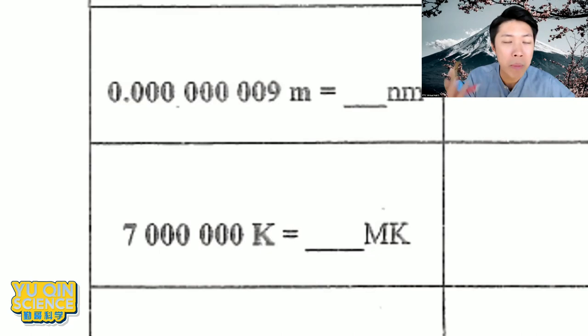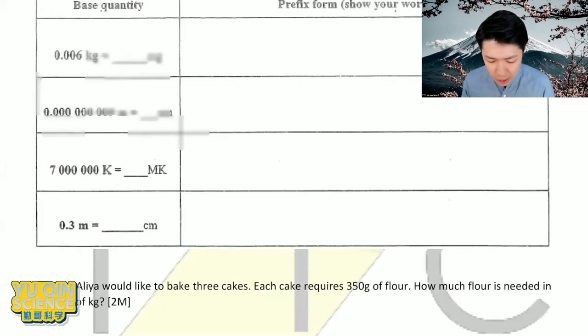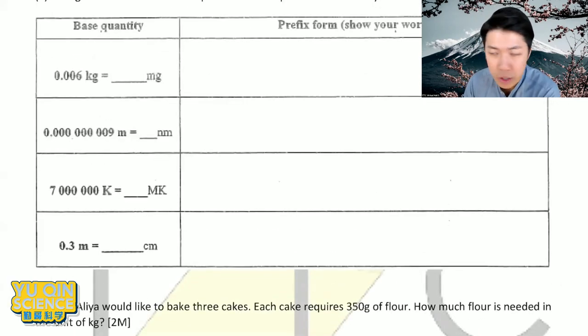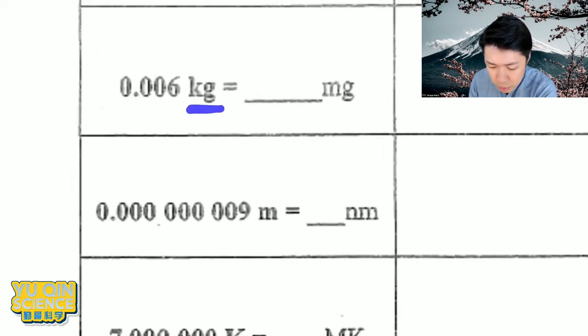So how can we make the number lesser? We will use prefixes like kilo to add on so that you don't have to write so many zeros. So what's a prefix? A prefix is to express bigger or smaller units in a better way. Of course, this is for some simple calculation. Now, kilogram to milligram, very simple.